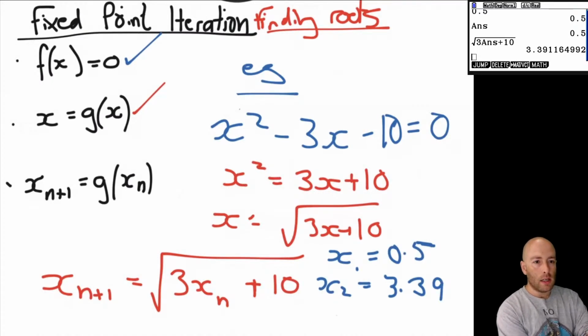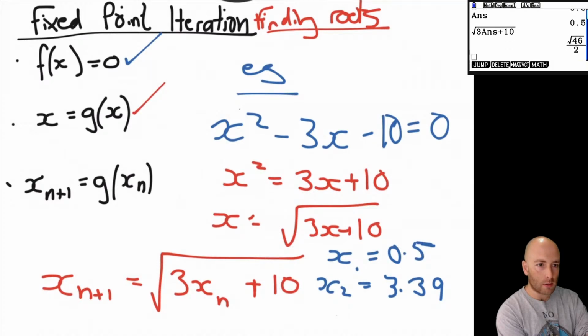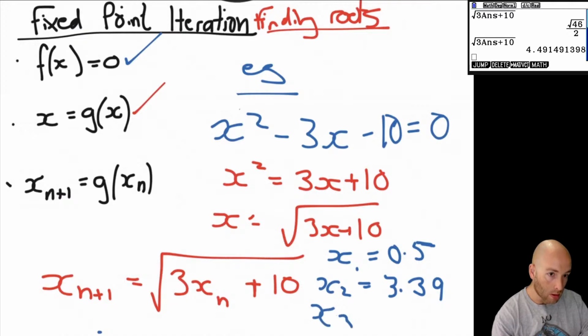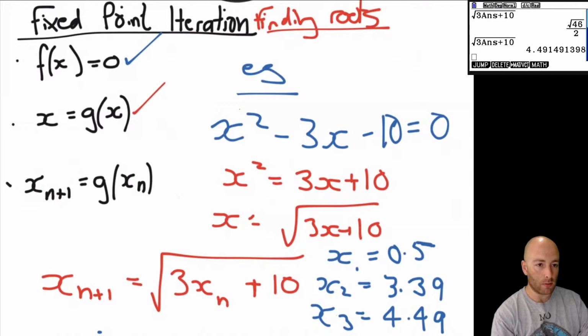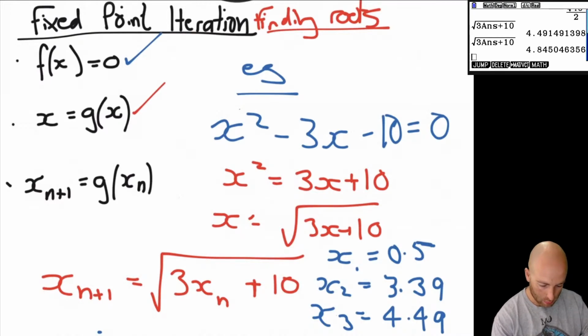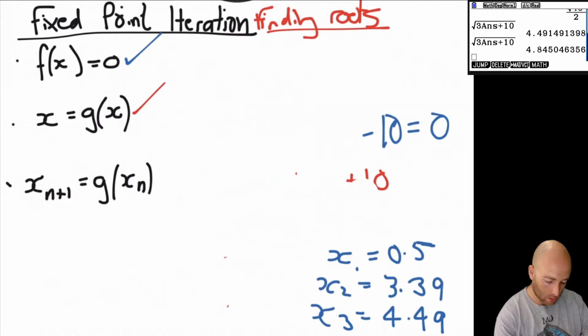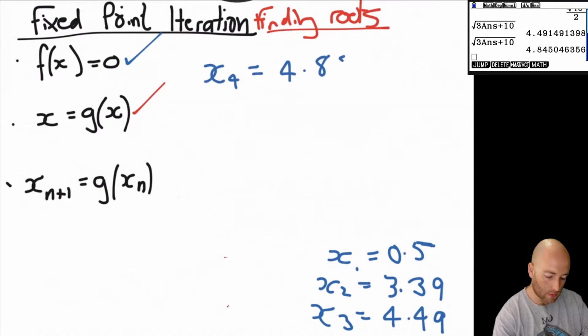What we can do now is I can go back up to this line and hit equals again. Here we go. I just hit equals again and again and again. So the next value, x3, is 4.49. Hit equals again. Let's make some space here. So 4.49, my fourth value, x4, is 4.85. Let's do it again.